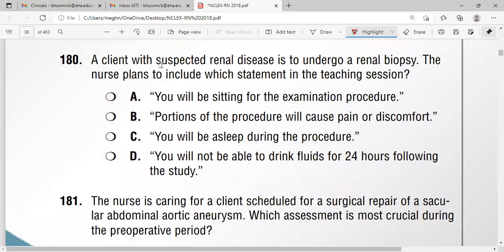So a client with suspected renal disease is to undergo renal biopsy. So the patient has a renal problem or renal disease like glomerulonephritis, and the doctor prescribed a renal biopsy to confirm the diagnosis. The nurse plans to include which statement in the teaching plan? Number A, you will be sitting for the examination procedure. Number B, portions of the procedure will cause pain or discomfort. Number C, you will be asleep during the procedure. Number D, you will not be able to drink fluid 24 hours following the study.